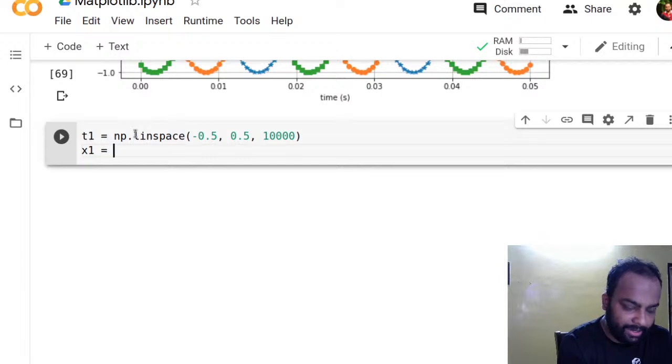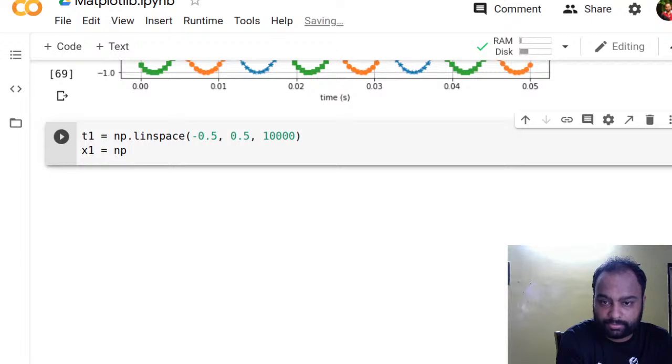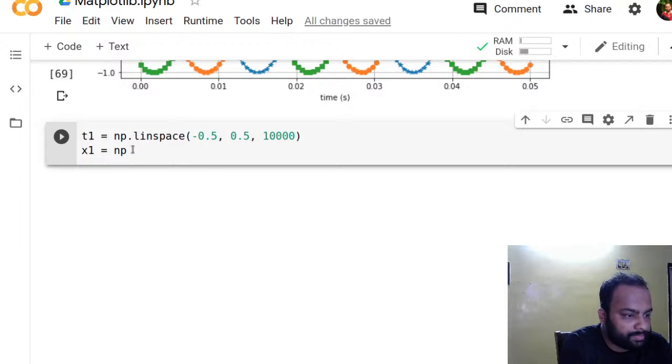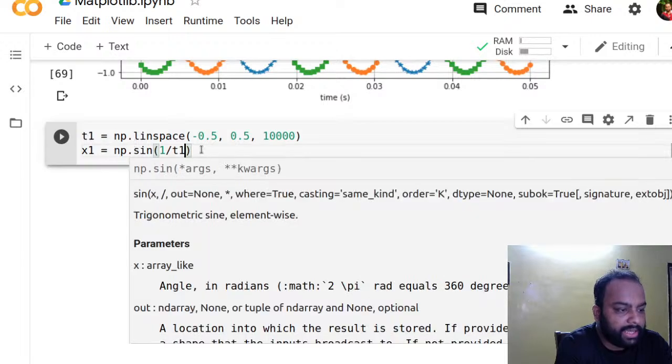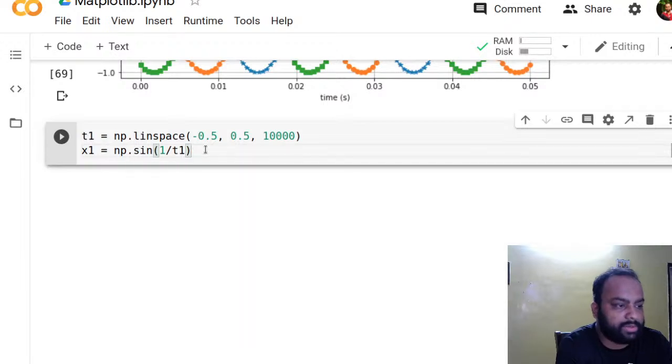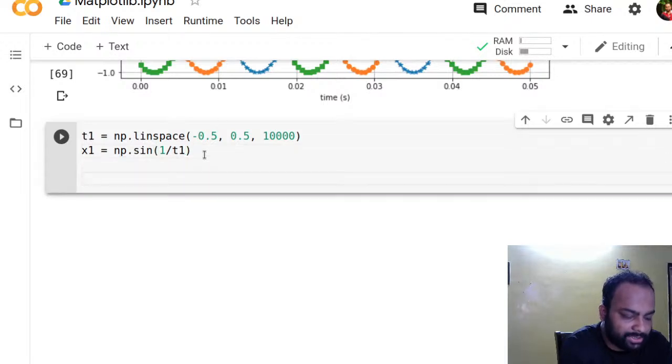I want to plot something. This is a signal again, so it's sine of 1 by t, right? Again, t1 is just the name of the variable. Okay, I want something else.